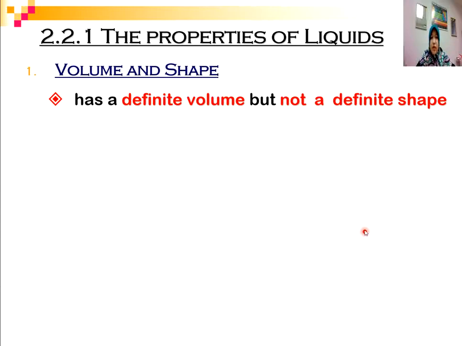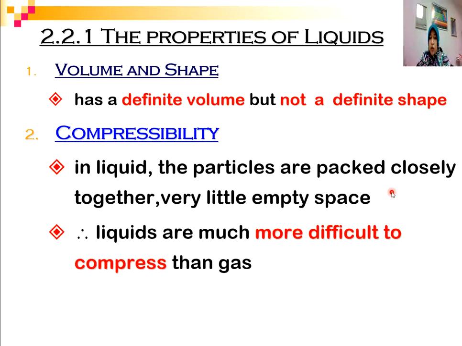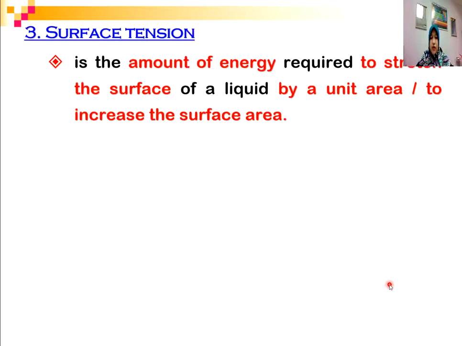The second property of the liquid is compressibility. The liquid particles are packed closely together and have very little empty space. Due to that, liquids are more difficult to compress as compared to gas. But if we compare the compressibility of liquid and solid, liquid can still be compressed as compared to the solid.